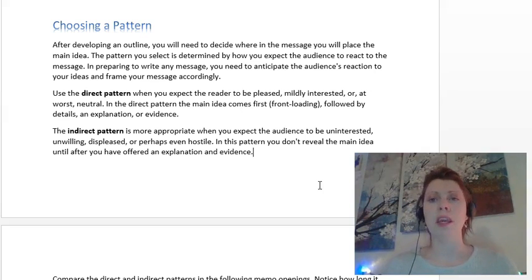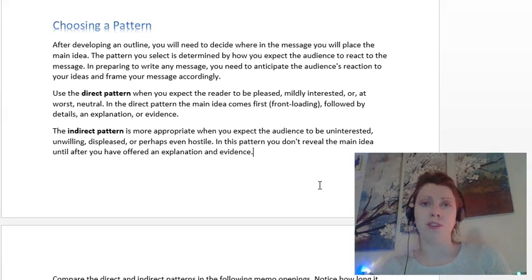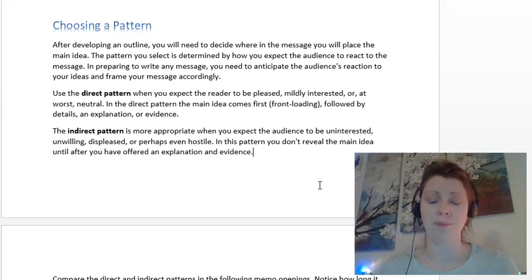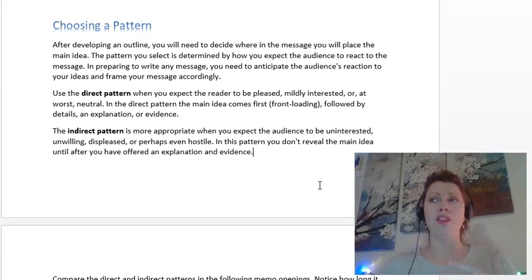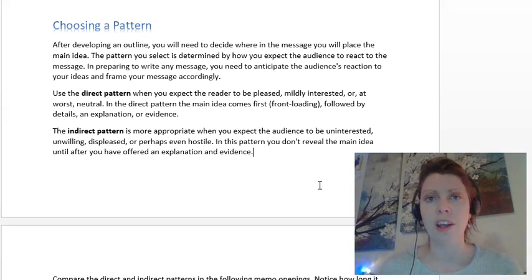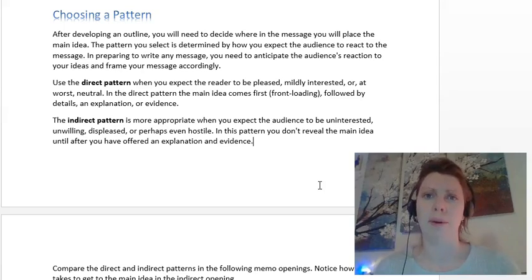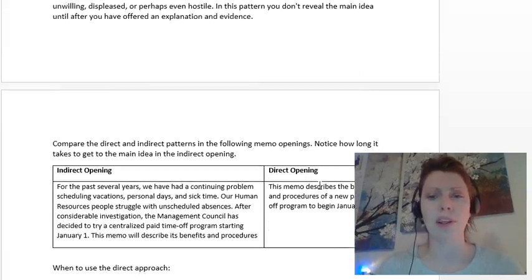So this is something to keep in mind. You need to know the difference between these. So direct pattern uses front loading. You bring the idea right up at the beginning. You tell them what it's going to be about. Here we go. And then you support your details and hope that they agree. In the indirect pattern, you go through all of these wonderful things, all of your details, your explanation, and then you deliver your main point. So again, you really need to know your audience and what you're talking about when you're deciding between these 2 patterns.